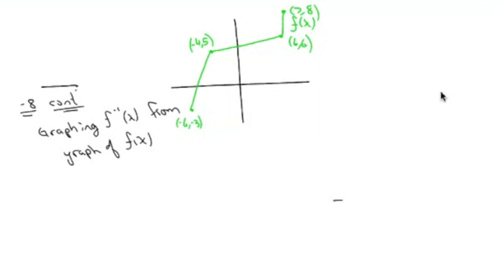So negative 6, 3 becomes negative 3, negative 6, someplace down here. Negative 4, 5 becomes 5, negative 4, someplace over here. It's not going to be perfect, but oh well. 6, 6 is going to stay right there. And then 7, 8 becomes 8, 7, someplace over here. So you get a graph that looks like this, and that would be the inverse function. So this picture, the blue part, is f inverse of x.